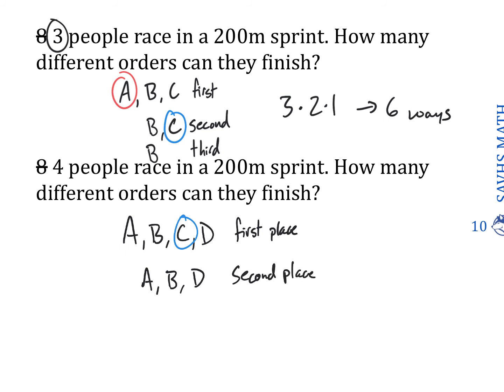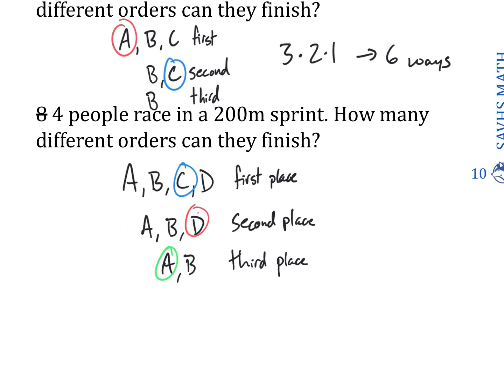So now let's say that person D wins second place. Well, now we only have A and B for third place. And so let's say then that person A wins third place. Well, then that makes it have to be that person B wins fourth place. I guess person B is just not a very fast runner.